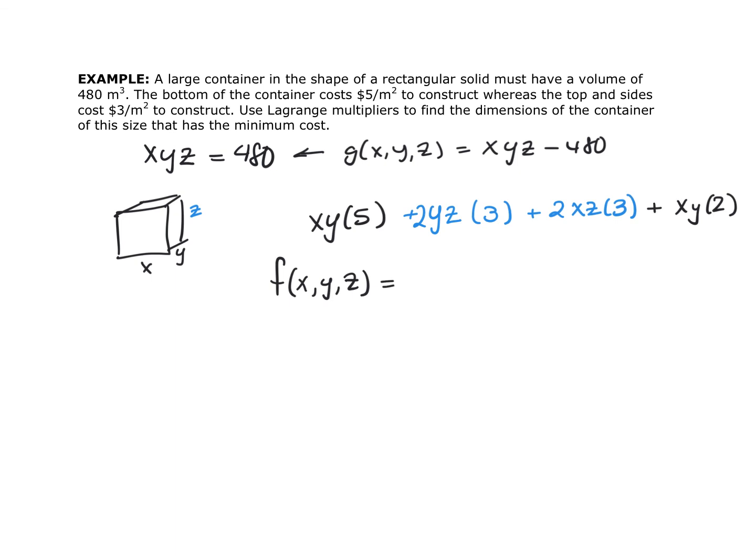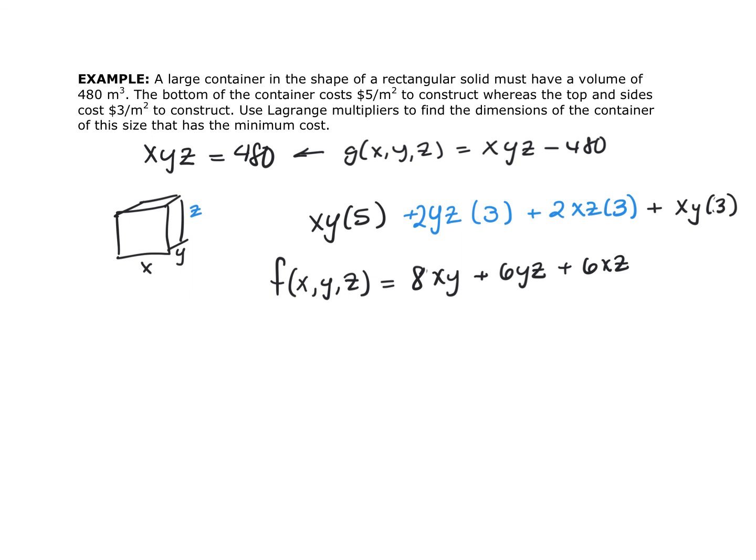is going to be equal to this 5xy and this 2xy, so that gives me a total of 7xy, and then plus 6yz and plus 6xz. So these are the terms that I want to minimize. And actually, let me go back, this should be not 2, it's 3 here, which means this is 8. So this is 3, and this would be 8. So I want to maximize or minimize these.